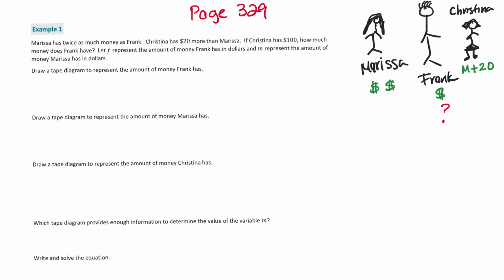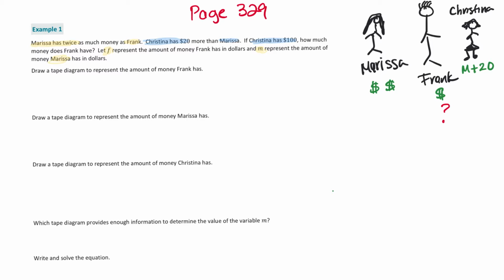So let's do the tape diagram. First of all, I always encourage you to work with the information they gave us. What is it that they gave us? You can highlight if that helps. Marisa is twice as much as Frank. Christina has 20 more than Marisa. And what else do we have? Christina has 100. They want us to use F for Frank and M to represent the amount of money for Marisa. Just keeping that in your head is going to help us.